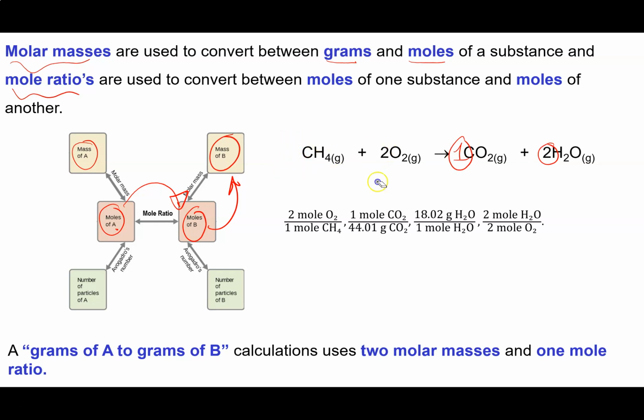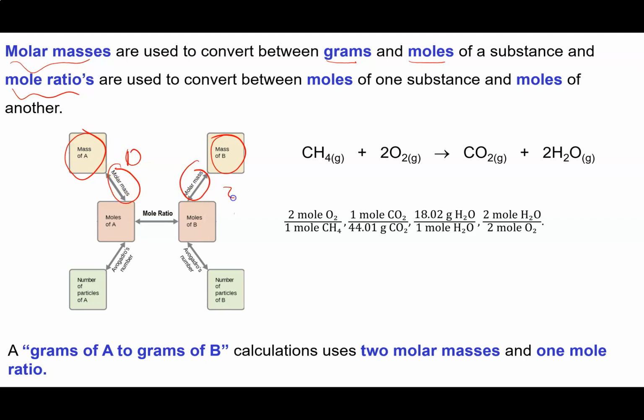equations. In this section, we're going to be looking at a very common chemical calculation, which is what we call a grams of A to grams of B type of calculation. And this will always involve 2 molar masses and a mole ratio. So it's going to be pretty easy. We're just going to go from grams of one thing in our chemical equation over to grams of another thing. And it could be any two, right? It could be methane and O2. It could be O2 to CO2. It could be any two.